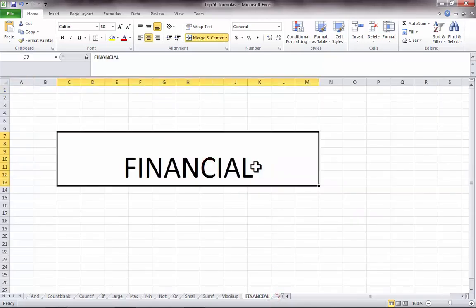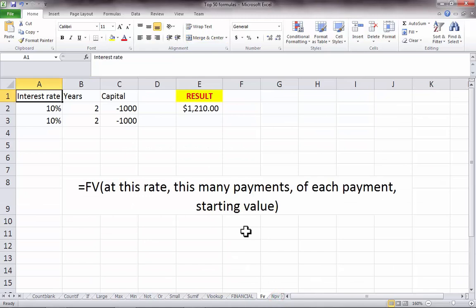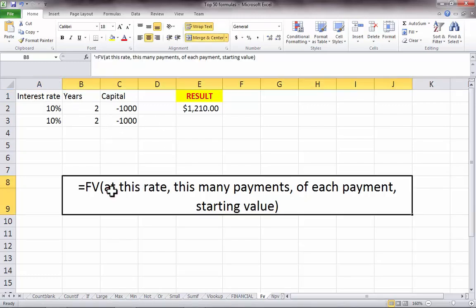Next is we have financial functions. This is actually a list of functions that you could see either in your financial calculator, but it's also useful in computing, let's say, mortgages and your payments. So let's go through these functions.